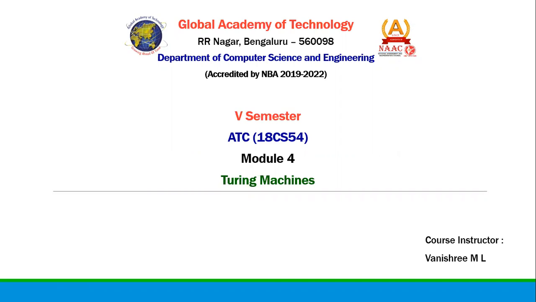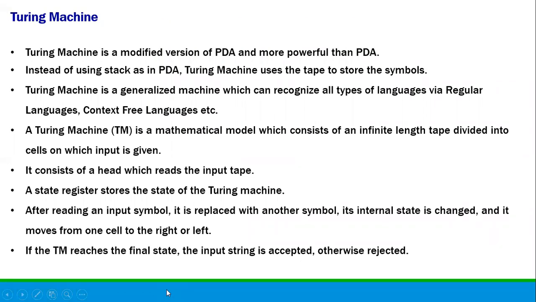In this video, we will see about the construction of Turing machine. First, we will see what is a Turing machine. Turing machine is a modified version of PDA and it is more powerful than PDA. Instead of using stack as in PDA, Turing machine uses the tape to store the symbols. And Turing machine is a generalized machine which can recognize all types of languages, from regular languages, it can recognize context-free languages as well.